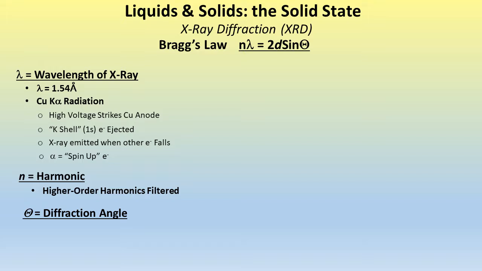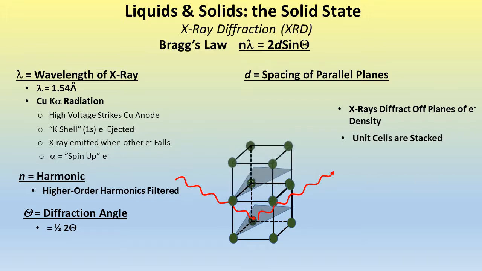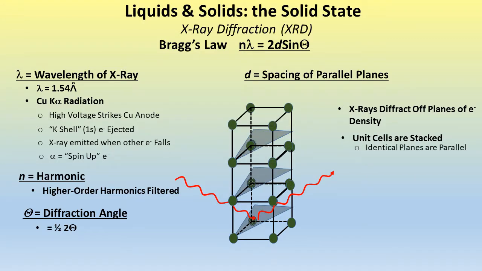Theta is the diffraction angle, and it is equal to 1/2 of 2 theta, derived from the movement of the detector and the tube. The last variable, the d, is the spacing of parallel planes. As you have seen, X-rays diffract off of planes that contain electron density. Also, as you have seen, unit cells are stacked. Therefore, identical planes are parallel between stacked cells and spaced at a given distance d. X-rays will diffract off of each of these parallel planes.